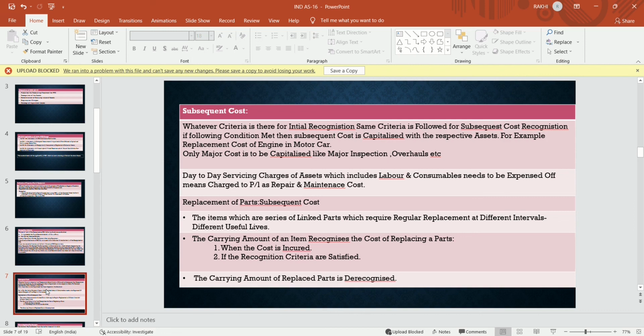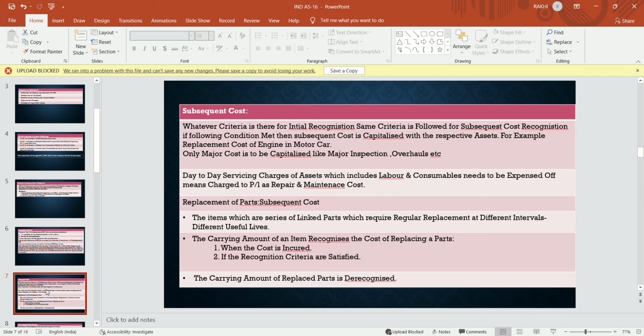Subsequent cost is what cost? We will capitalize in the respective asset the cost which is a very major cost. If the cost is minimal, suppose the asset cost is 10 lakhs and the cost is around 10,000, then that cost is not capitalized with the asset. That cost is to be charged to P&L, because day-to-day servicing cost of any motor car or any machinery is to be charged to P&L.